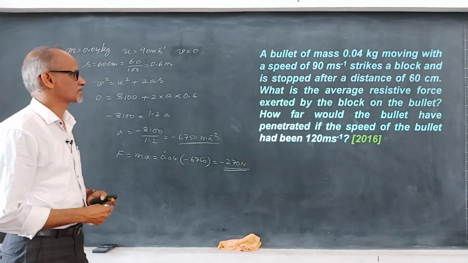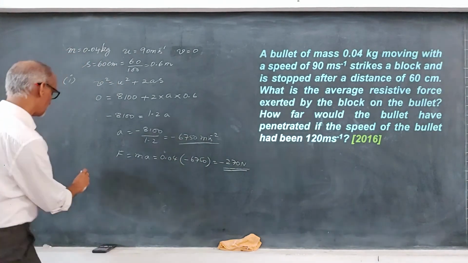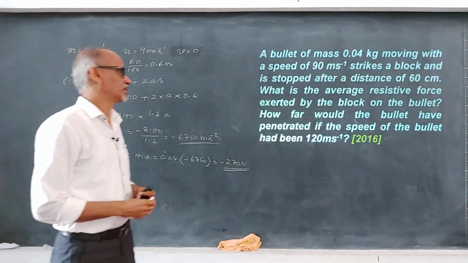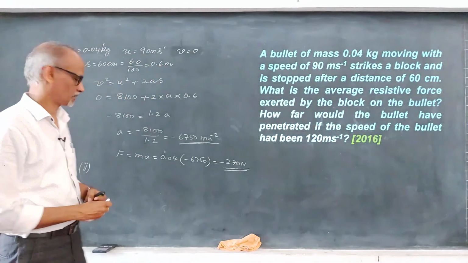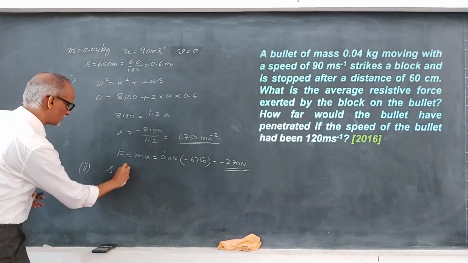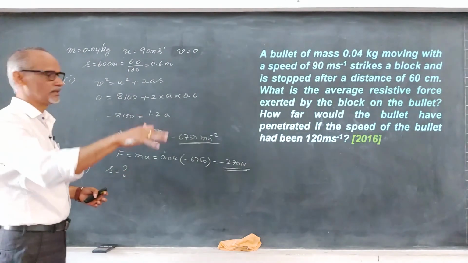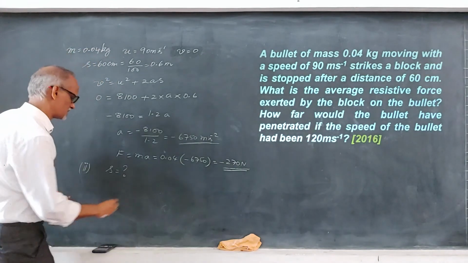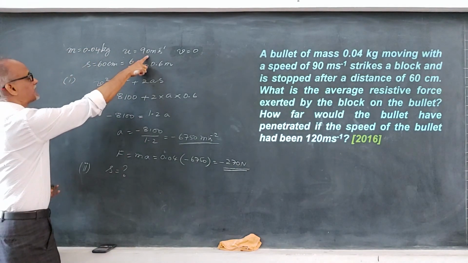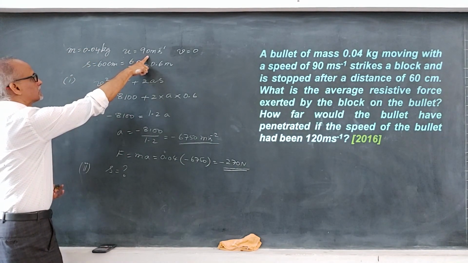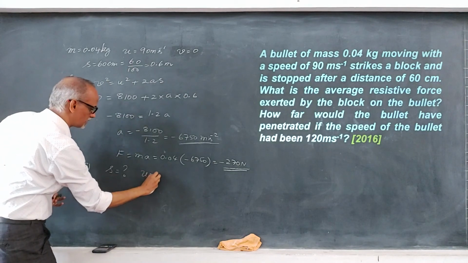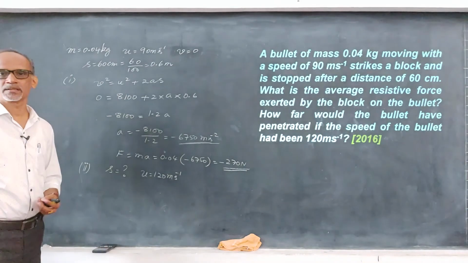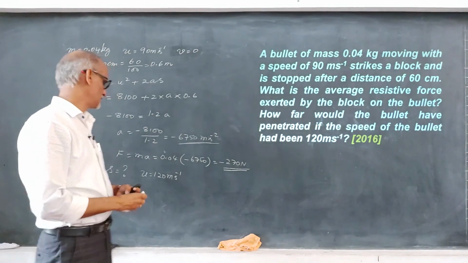Okay, let us see what is the next option. This is the second case. Now, how far would the bullet have penetrated? So that means we need to find the value of S again. How far would the bullet have penetrated if the speed of the bullet had been 120 meters per second instead of 90? If the velocity is increased to 120 meters per second, how far will the bullet travel?